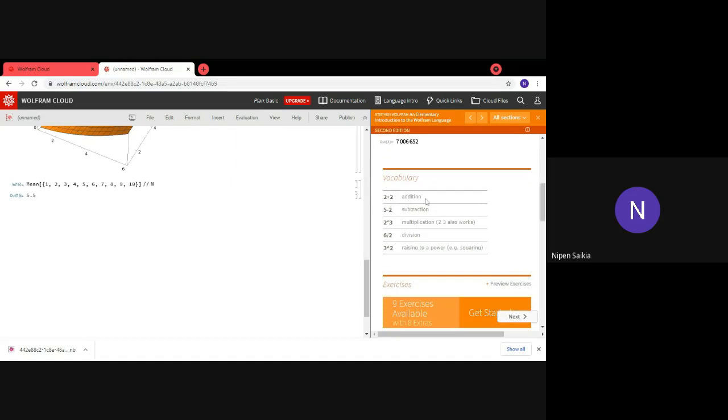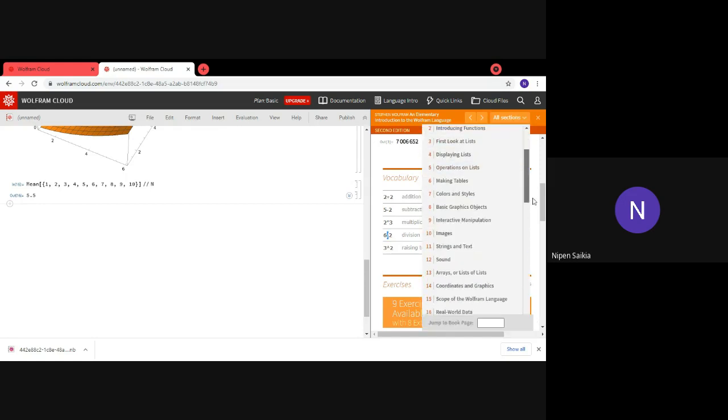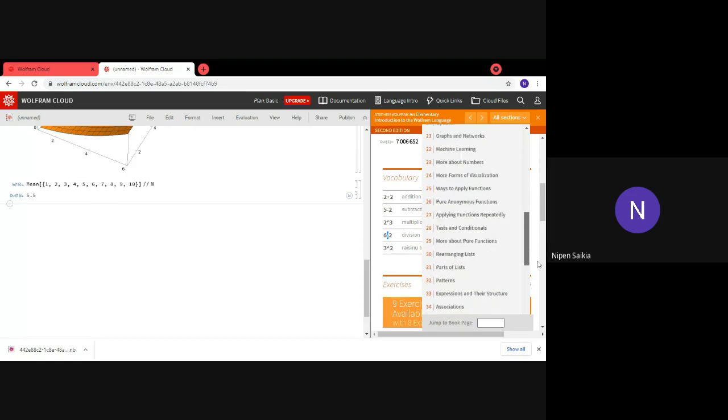It's 2 plus 2 addition, then 5 minus 2 is subtraction, 2 star 3 is multiplication, 6 by 2 is division. This slash is the way of writing in the notebook for doing the operations. 3 cap 2 means 3 to the power 2, so the output will be 9. So from here we can search for appropriate commands. There it is given.